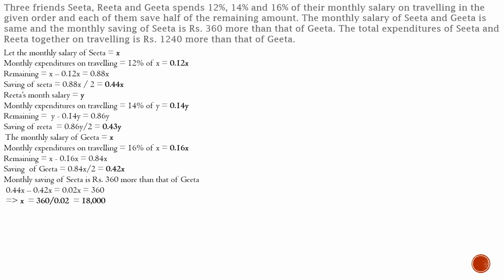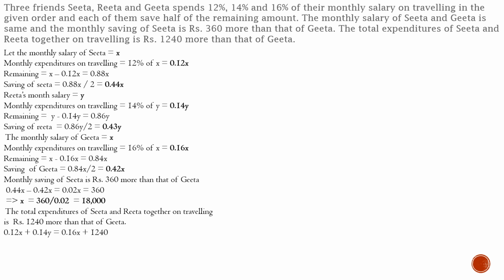Now there is one more piece of information: the total expenditure of Sita and Rita together on traveling is 1,240 more than that of Geeta. We can write it as the total expenditure of Sita and Rita together on traveling. So that will be 0.12x plus 0.14y equal to 0.16x plus 1,240. Bring x terms together and keep y on the LHS. So 0.14y will be 0.16x minus 0.12x, that is 0.04x plus 1,240.